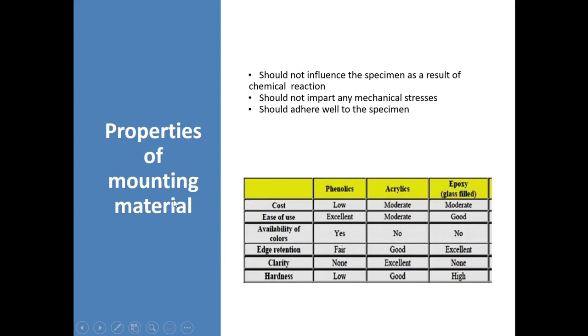So properties of the mounting material, these are some types, that is phenolics, acrylics and epoxy materials. It should not influence the specimen as a result of chemical reaction. It should not impart any mechanical stresses. It should not adhere well to the specimen. So as per the availability of these properties or as per the requirement, we can select the proper material as a mount. You can observe this table, different mounts with different properties.